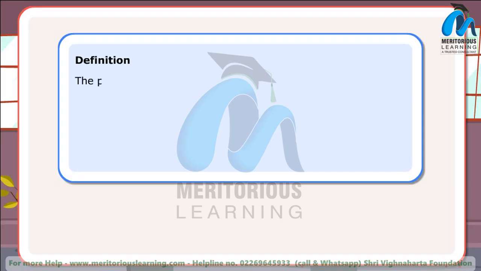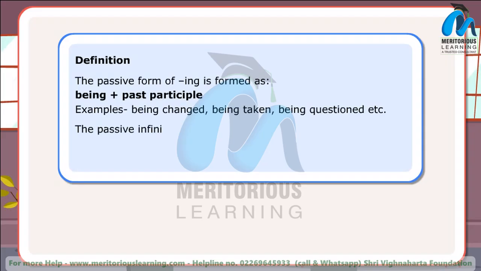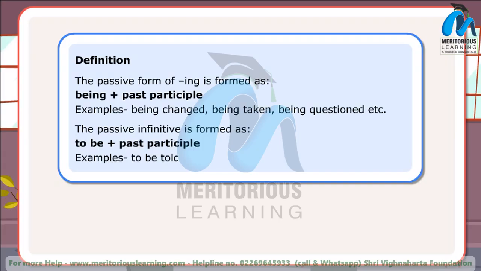Definition. The passive form of ing is formed as being plus past participle. Examples: being changed, being taken, being questioned, etc. The passive infinitive is formed as to be plus past participle. Examples: to be told, to be done, to be selected. Let us look at a few sentences using the passive forms of verb plus ing and to infinitive.